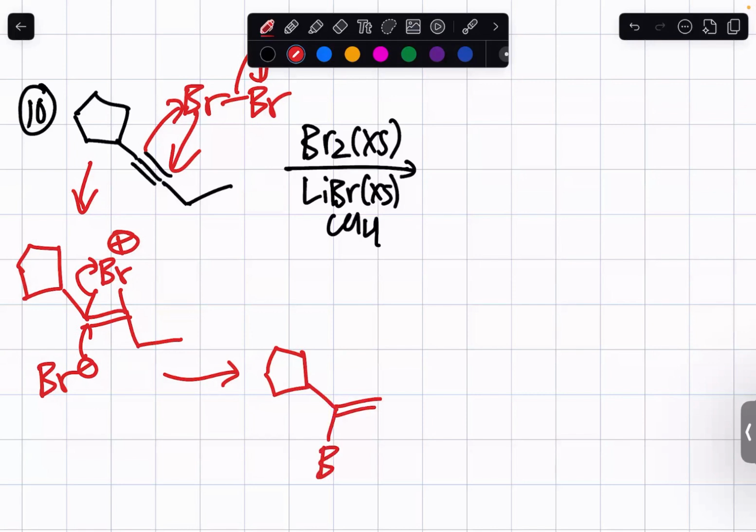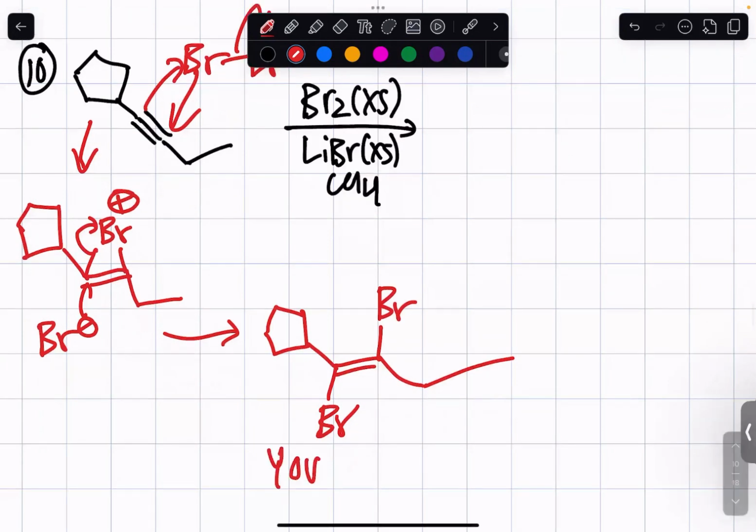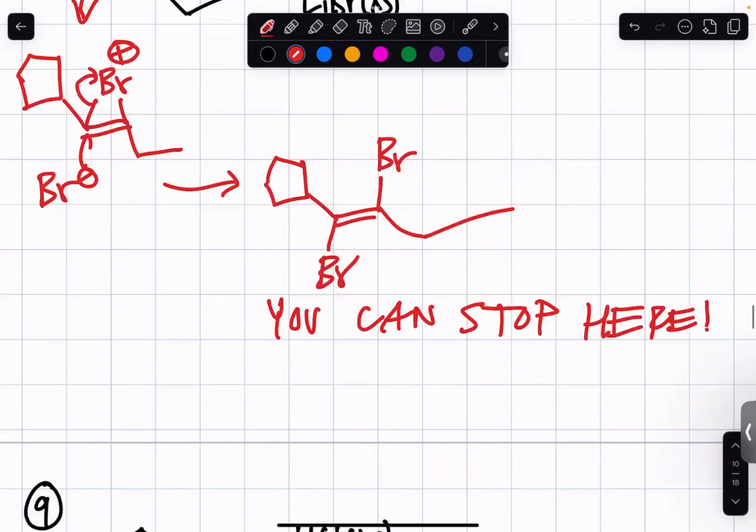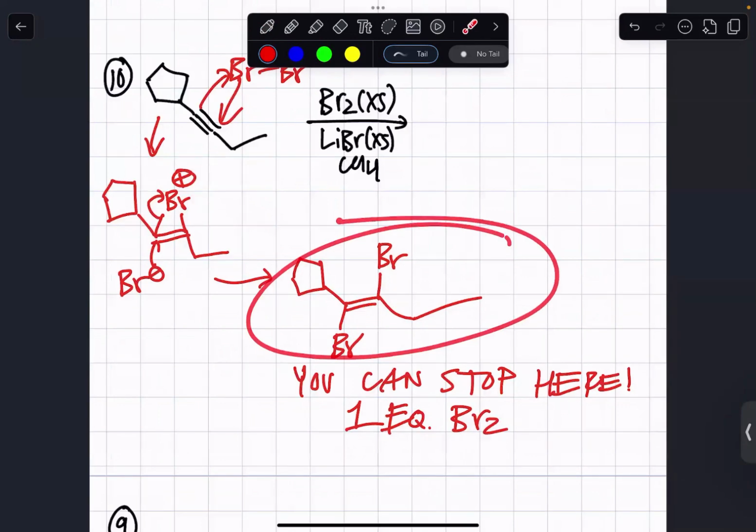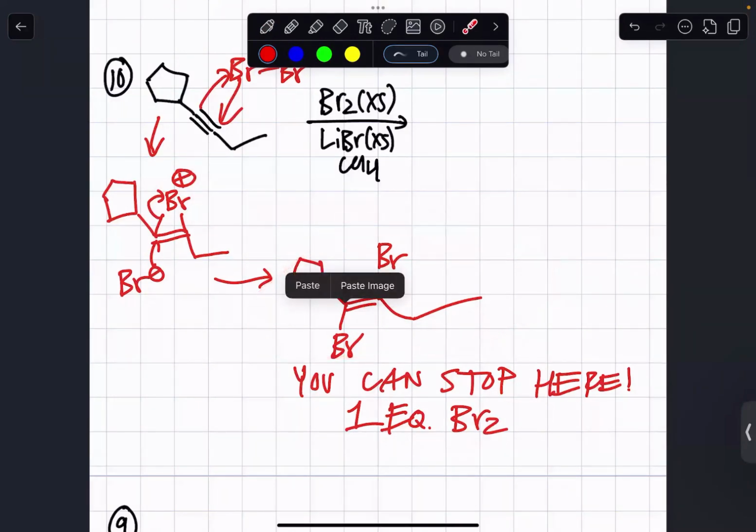And this is going to be anti-addition, so make sure your 2 bromines are trans to each other, anti to each other like that. And you can stop here. If you see on the reaction, there is one EQ, one equivalent of Br2. This is your final answer. Don't keep going, right? Because you can actually isolate this in high yield for halogenation of alkyne.